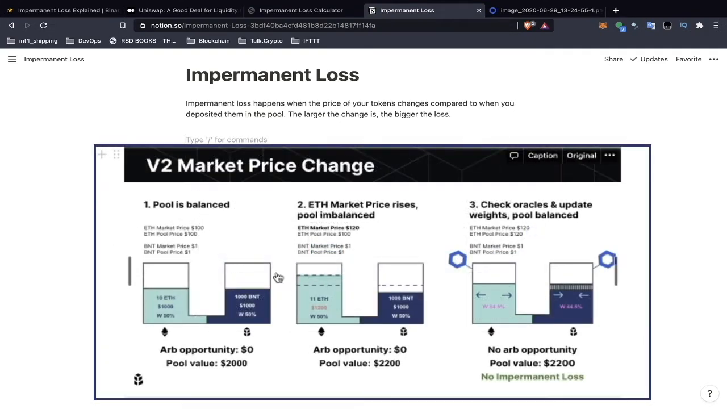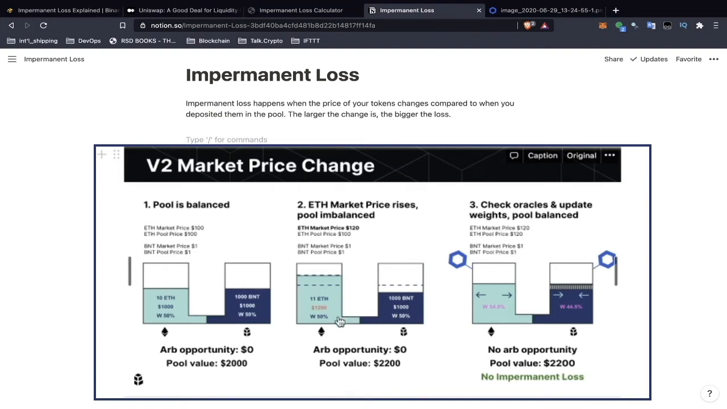So let's look at this example. First, the pool is balanced. You can see that the value of the assets is exactly 50-50, 1,000 USD and 1,000 USD on the other side. In this second step here, we have the price of ETH rise to 120. And you can see there's an imbalance here. So ideally, these will be 50-50 and end up with $1,100 on each side.